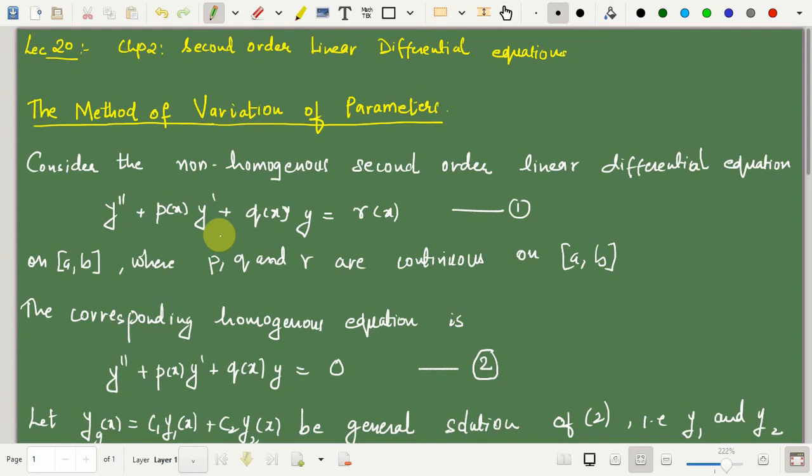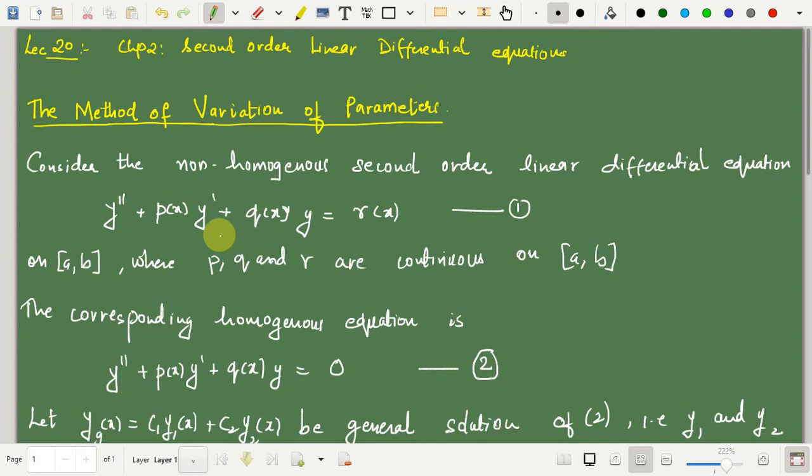In this lecture we will be discussing yet another method to obtain a particular solution to a non-homogeneous second order linear differential equation, titled the method of variation of parameters. In the previous lectures we have seen one method to obtain a particular solution of the same kind of differential equation, which was called the undetermined coefficients method. There were certain limitations of those methods.